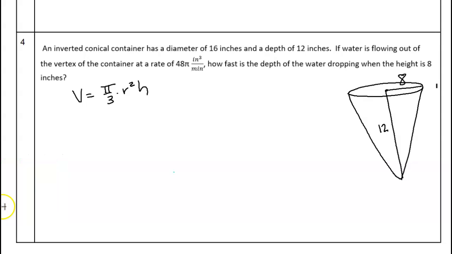And it says water is flowing out. So water is dripping out. And they're always cones, just so you know, at a rate of this. Well, it's cubic, so that's a volume. So I know that dV, and because it's going out, it's going to be negative 48. Okay.